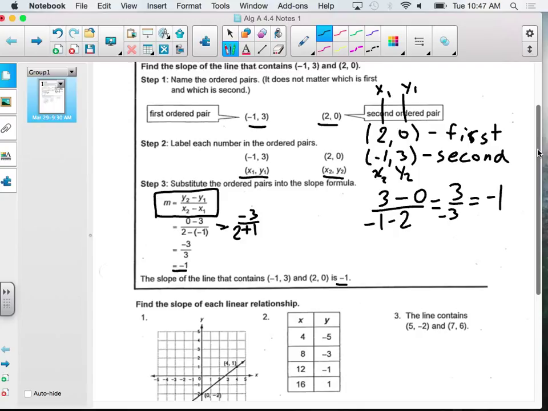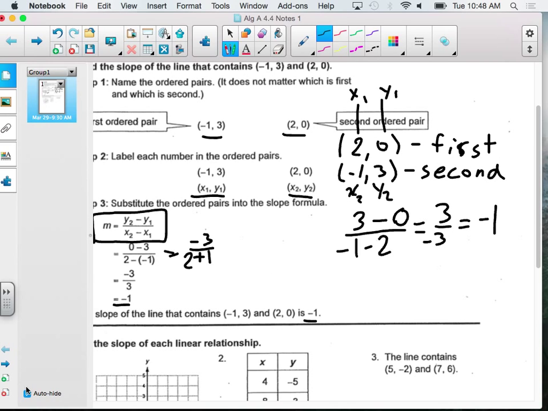Why did you switch around from the other side? This one? Why did you switch it from 0 minus 3 to 3 minus 0 on the other one? Why did I switch the 0 minus 3 and 3 minus 0? Yeah. Because our slope formula is y sub 2 minus y sub 1, right?